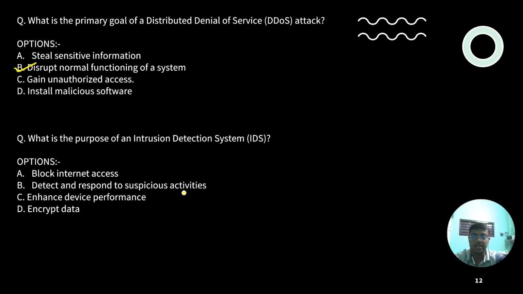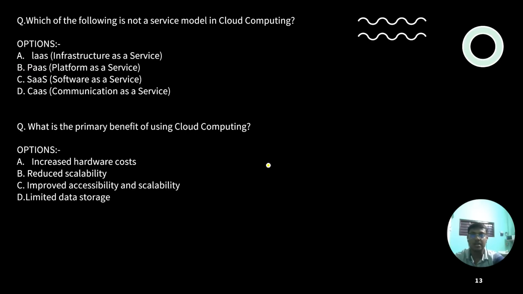Block internet access, detect and respond to suspicious activities. Yes. So if any intruder tries to go inside the system, the IDS acts as a shield. It checks whether that is a valid user or not. If it is not a valid user, then it detects a fault in the system and then rejects that user or does some action against the user so that that user can't enter into the system. Hope you all got it. Let's move on to the next question.